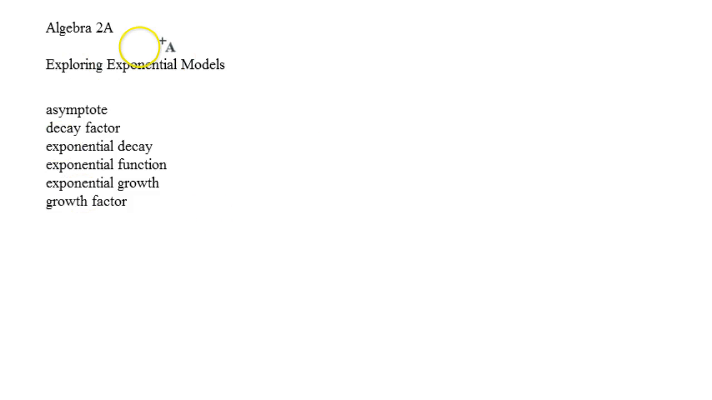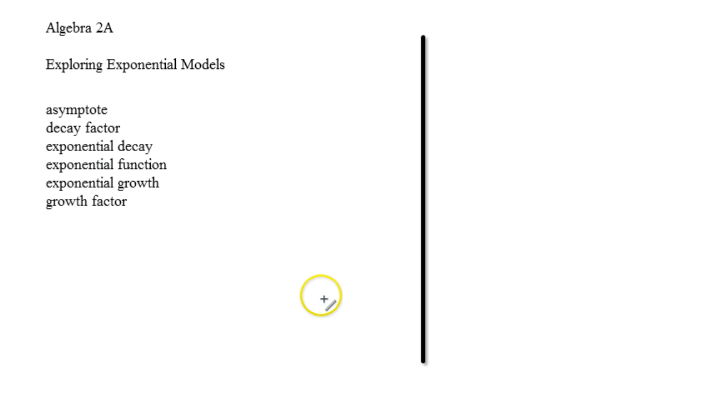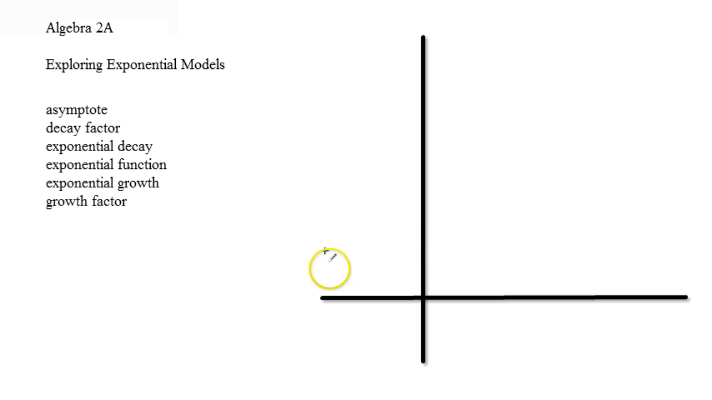Alright, so today in Unit 7 we'll be talking about exploring exponential models, just talking about everything that works with it. So first off, let's start drawing. Okay, now we're mainly going to stay in the first quadrant because that's where a lot of exponential models happen. Alright, first off, exponential models will pretty much always cross at y equals 1.